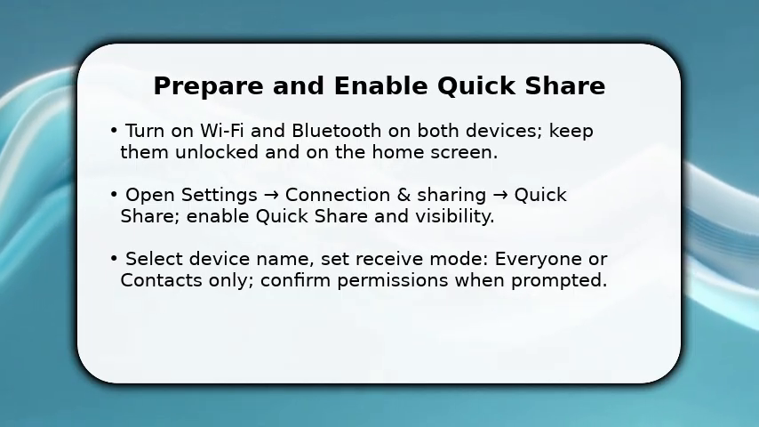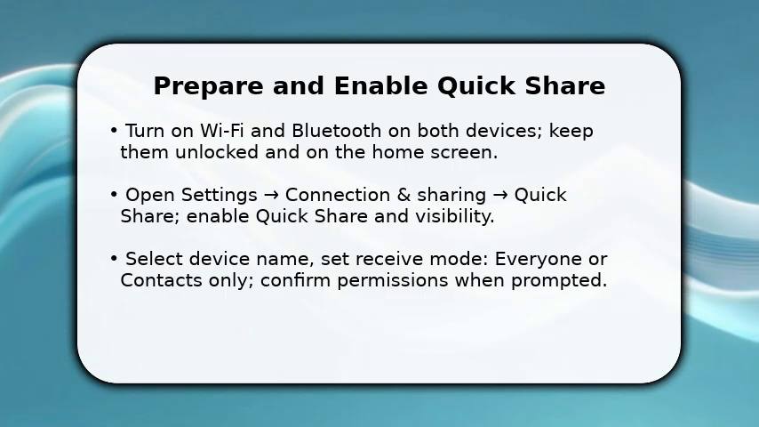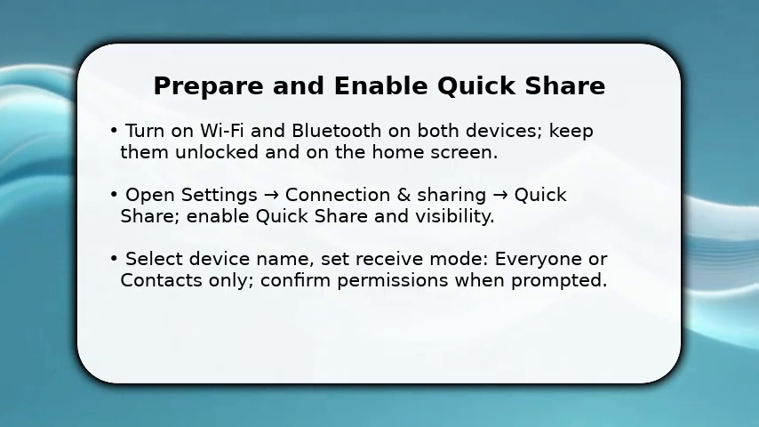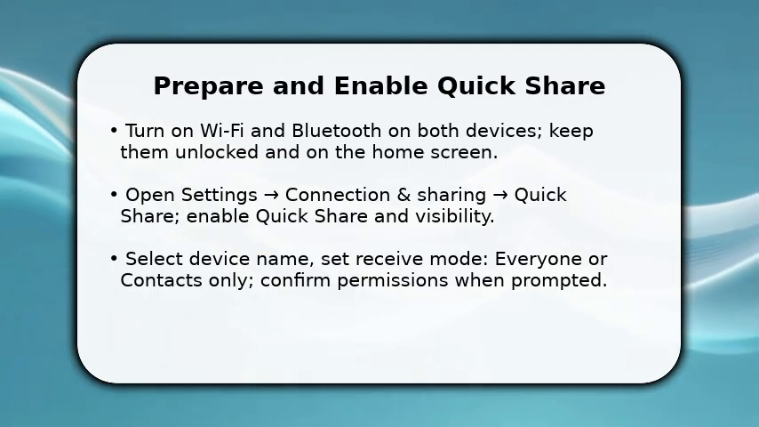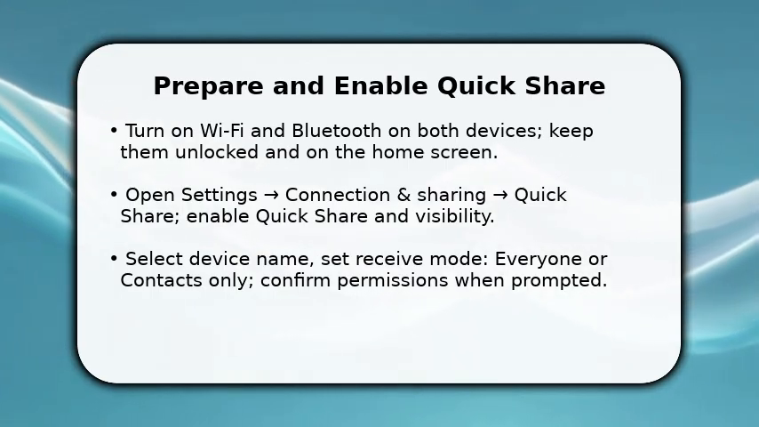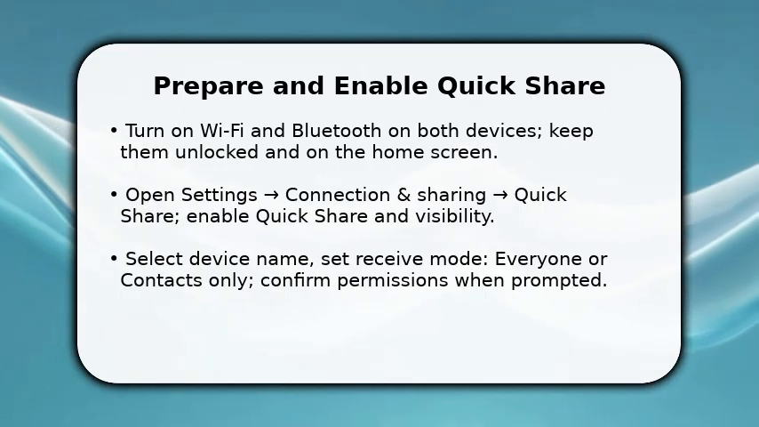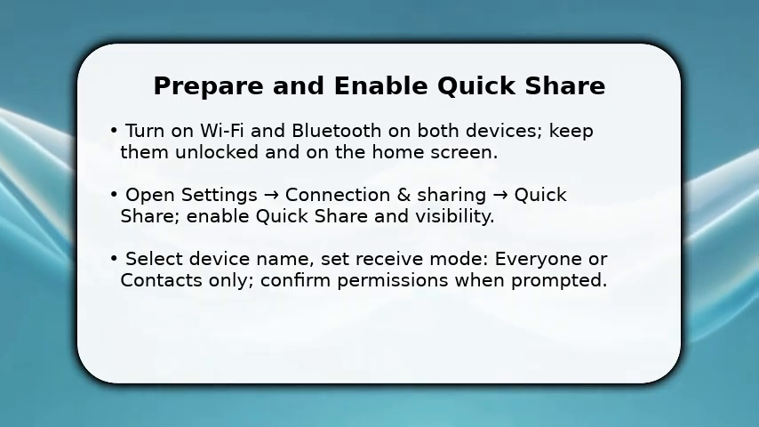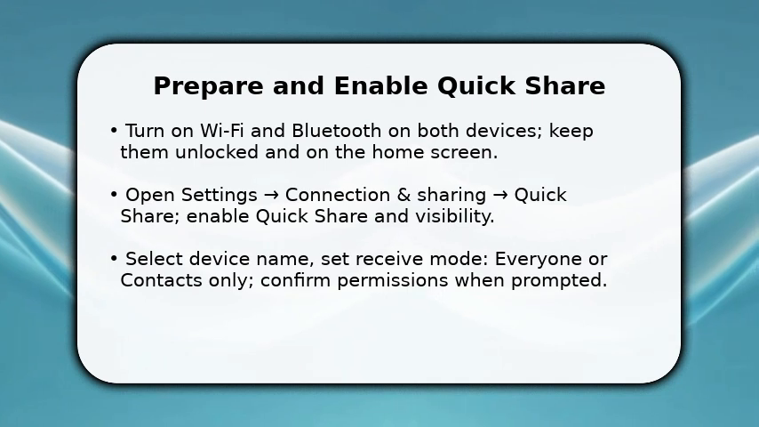Open Settings, go to Connection and Sharing, and tap Quick Share to enable it. Choose a device name and pick Visibility. Everyone speeds discovery. Contacts only is private. Grant any location or storage permissions when the prompt appears. This lets Quick Share enumerate devices and write received files.